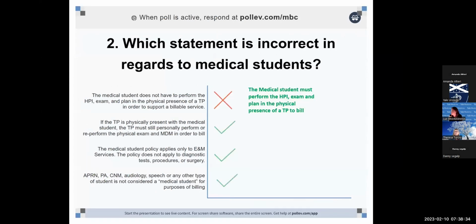That gives the incorrect answer, and the majority of folks have gotten that correct. So the first one is incorrect. Medical students must perform any billable service in the presence of the teaching physician. The teaching physician must personally perform or re-perform the exam and medical decision-making, but does not need to redocument if the medical student note is accurate. This guidance is specific to medical students only and evaluation and management services. It does not apply to procedures or surgeries.